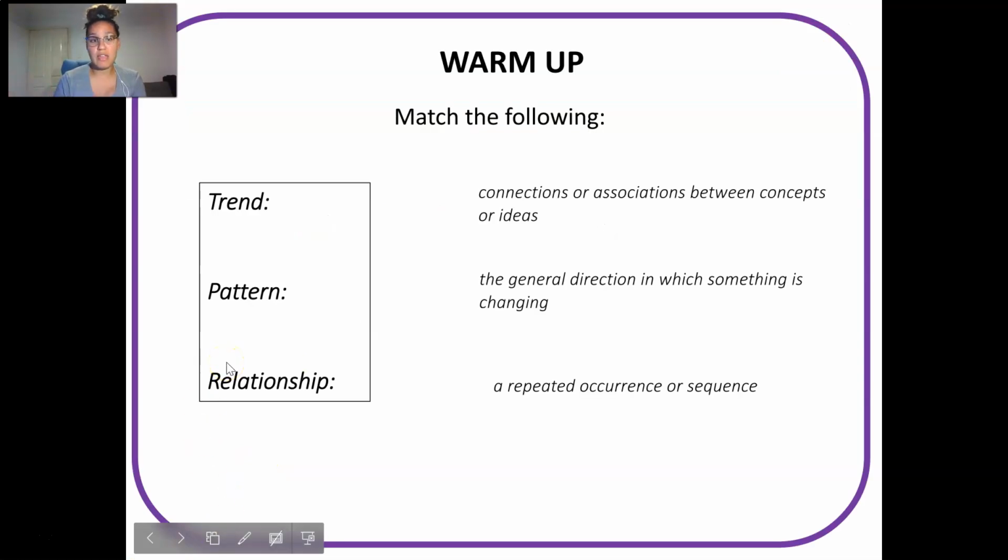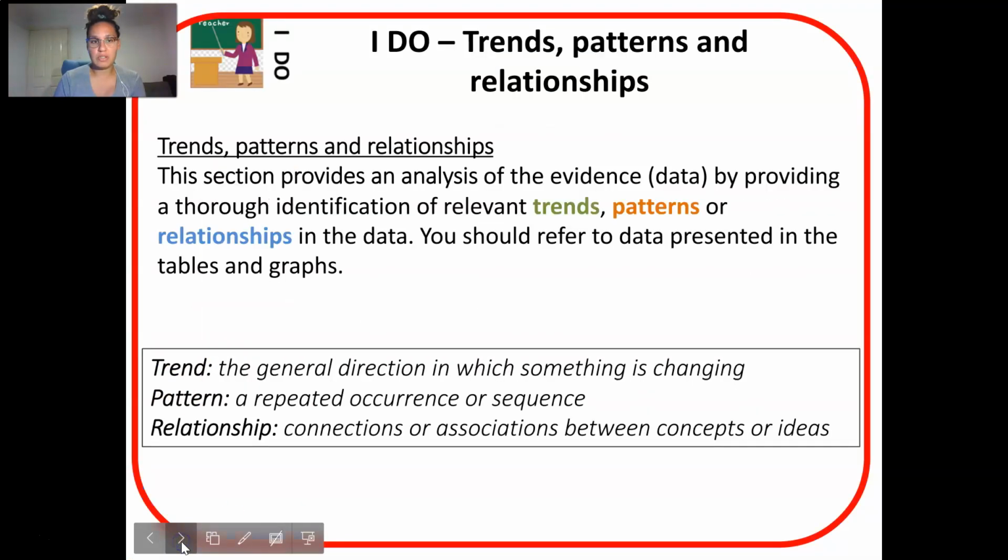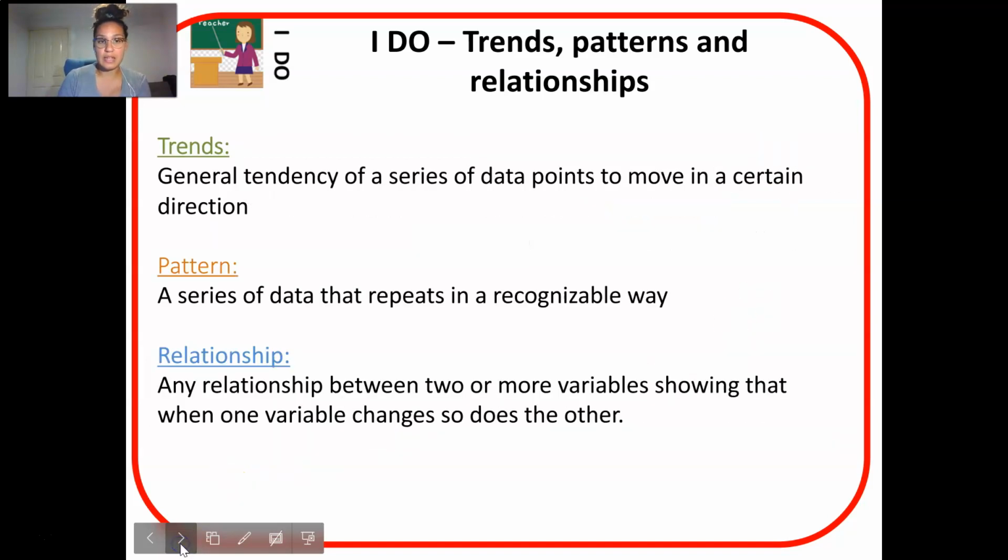So what we have here is trend, pattern, relationship. A trend is a general direction in which something is changing. A pattern is the repeated occurrence or sequence, and a relationship is the connection and association between ideas. Now that's what we are looking at, and you should always refer to your data when presenting these things. So if you say the trend is this, it should have, for example, the pattern is this, for example, and use where you found that pattern or what evidence you used to support your claim. Okay, so let's get in there.